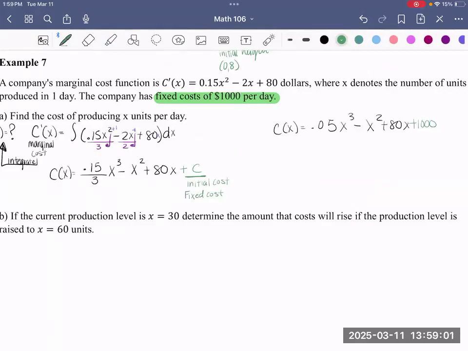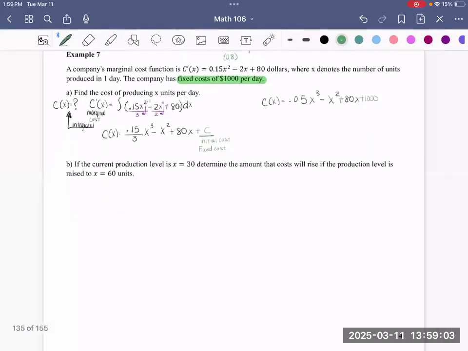Now, if we went on to ask, if the current production level is 30 units, determine the amount that cost will rise if the production level is raised to 60. So we need to find the difference between the 30 and the 60, given that we have this as your new function.